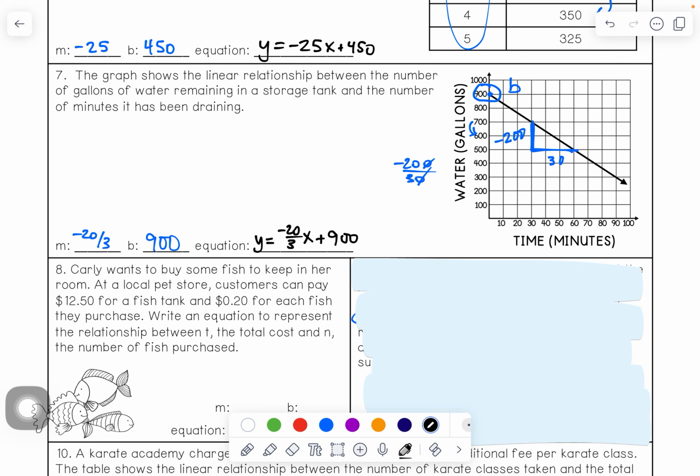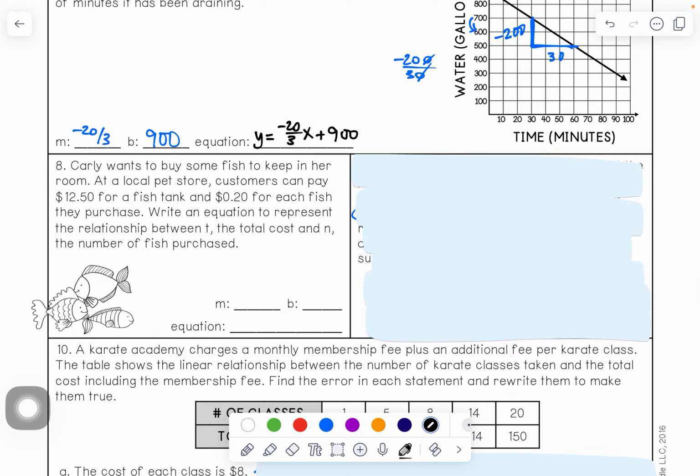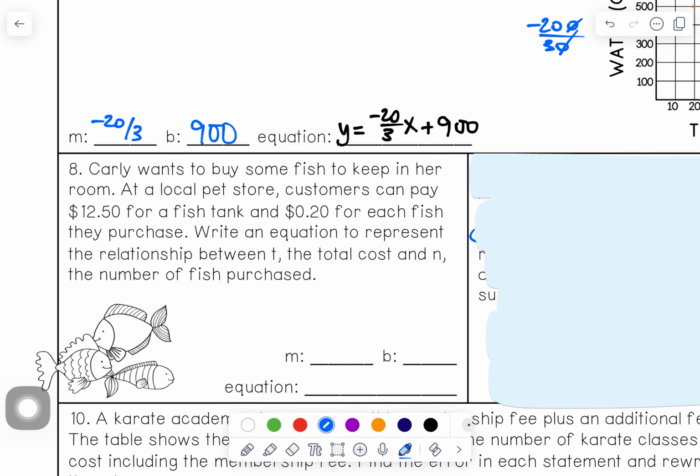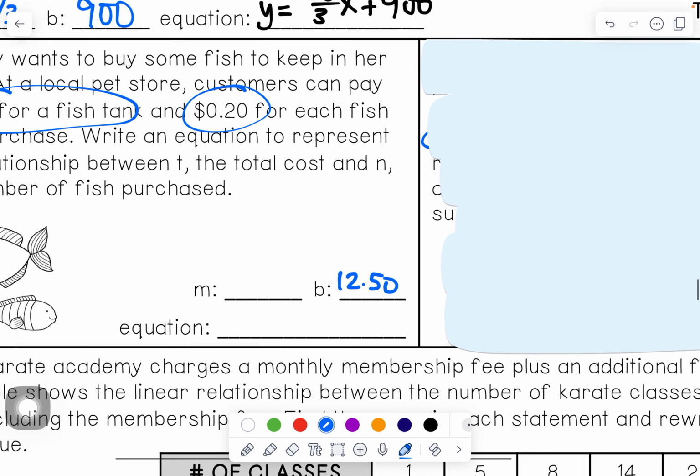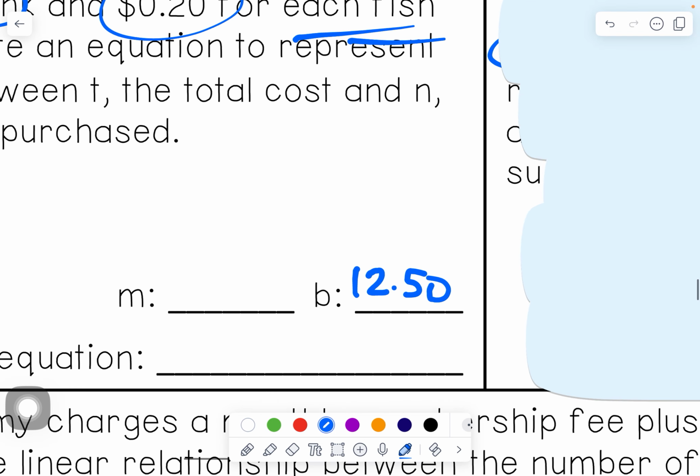Next one here, Carly wants to buy some fish to keep in her room at a local pet store. Customers can pay $12.50 for a fish tank. That'd be your starting value. And then you can add 20 cents for each fish thereafter. So there's not really any work to do here. We're just trying to read the text and pick out the important parts. If they're paying $12.50 for a fish tank, you only have to buy one fish tank. So that's my b value, my starting value. And then 20 cents for each fish that she wants to purchase. So 0.20 is my m. That's what's going to change.